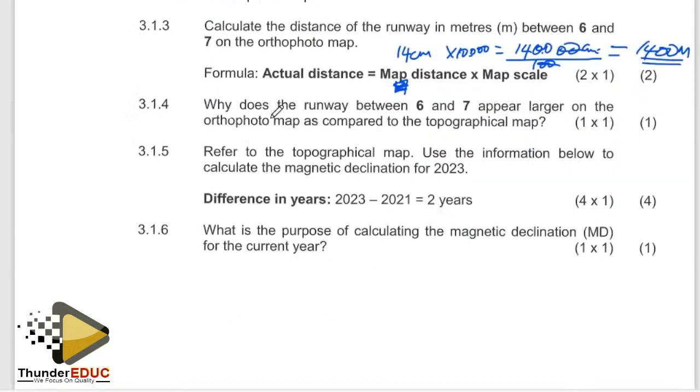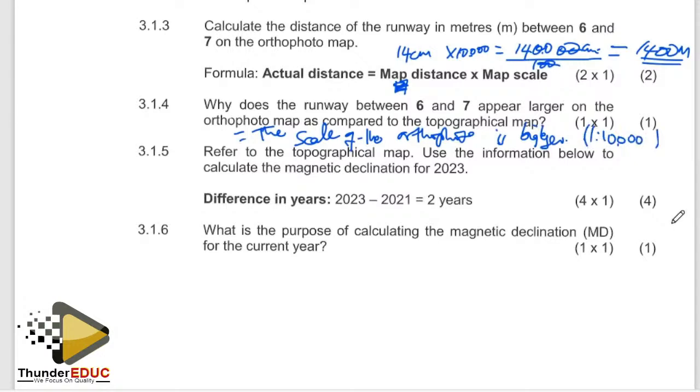We go to the next one. Why does the runway between 6 and 7 appear larger on the orthophoto map as compared to the topographic map? First of all, we look at the scale. The scale of the orthophoto map is big, or we can say the scale is 1 to 10,000, whereby the smaller the number, the bigger the scale.